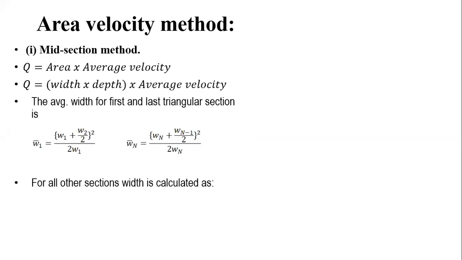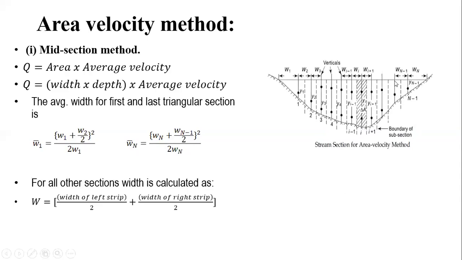In that, for finding the width of the first and last segment, we have a relation. The first segment is a triangular one, and the last segment is also a triangular one, whose width is calculated by the relation: width of the first segment, W1 or B1, plus half of the width of the second, W2 by 2, in brackets squared, divided by 2 times W1. Similarly for the last segment, width of the last segment WN plus width of the previous one, WN minus 1 upon 2, in brackets squared, upon 2 times the width of the last segment.